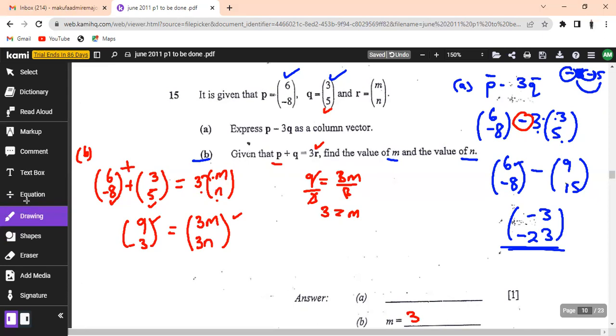And we move over to n, we do the same. We equate the corresponding values.